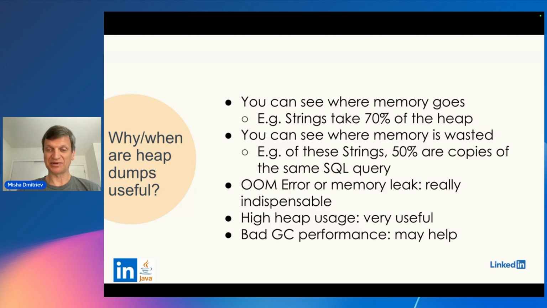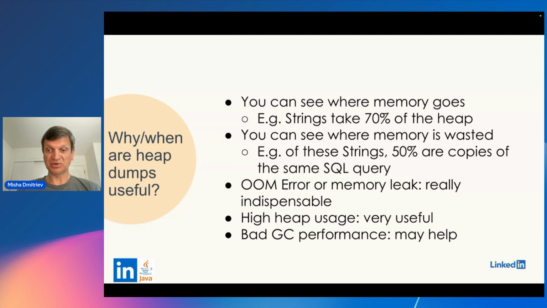Here is an example from when I analyzed one of the very first heap dumps in my own practice. I discovered that of the many strings contained in this heap dump, nearly 50% were copies of the same SQL query. That was really a bug in this application. For some reason, first of all, they issued the same query repeatedly, and then they kept this string in memory, so it just flooded the heap and caused an out-of-memory error. So especially in the case of out-of-memory error or memory leak, heap dumps are really indispensable because they allow you, in most situations, to immediately see who caused this problem.